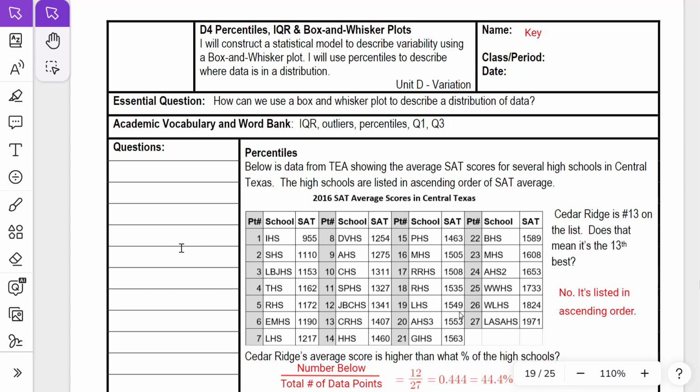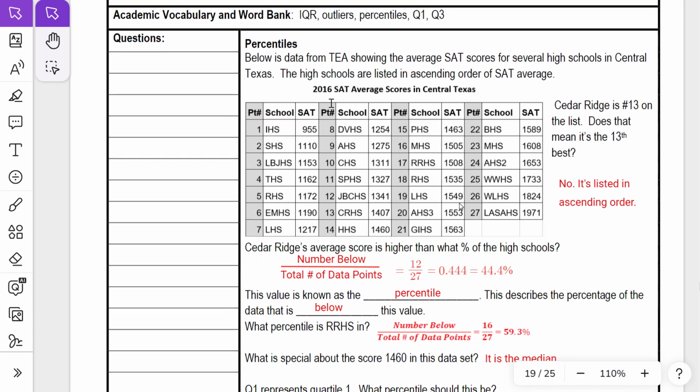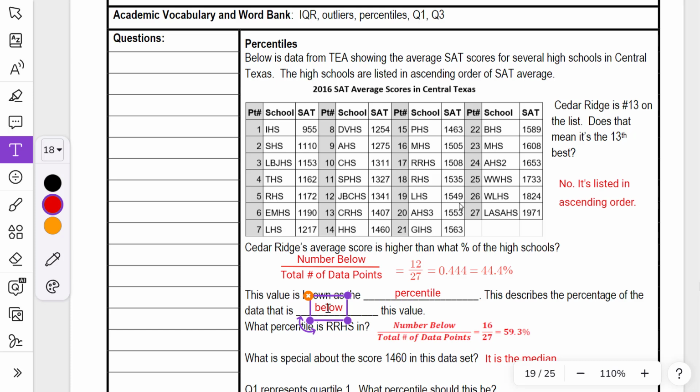Okay, so this lesson is about percentiles, IQR, and box plots, and hopefully you already did your notes. There were some interesting things here with the SAT. And we did have a slightly different definition of percentile here where we said below. I'm going to go ahead and edit this to match what our activity does.